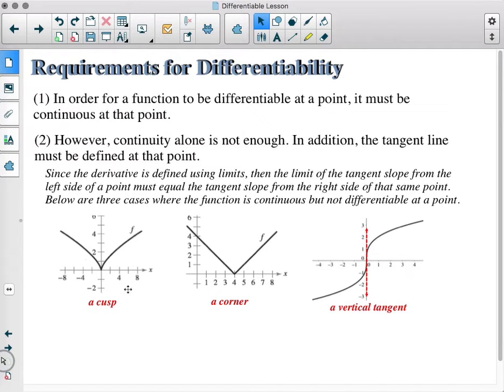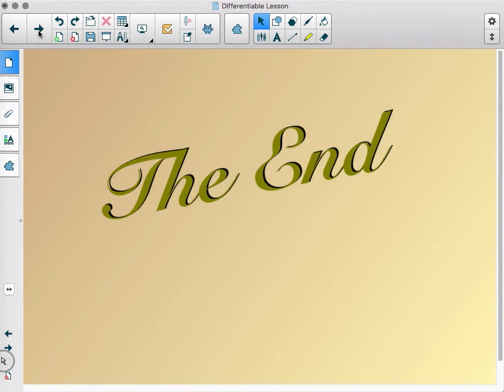And we have our cases here, a cusp, a corner. These will have different slopes on the left and right hand side. A vertical tangent line will have an undefined slope, so the derivative does not exist. And of course, there is condition 1, if it's not continuous, we could find that it cannot be continuous with a jump discontinuity, a vertical asymptote, a point or hole, and these would be cases where it's not differentiable at the point.